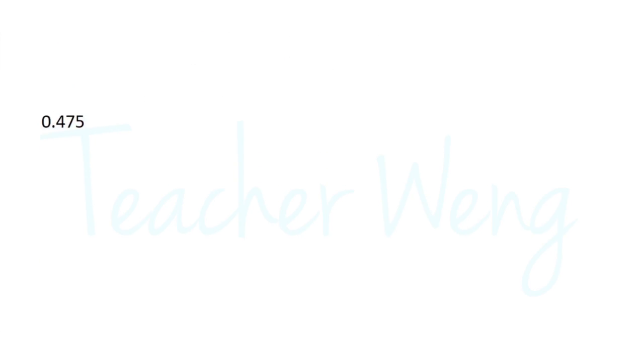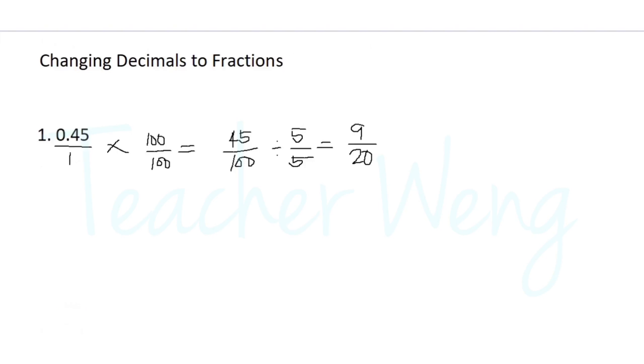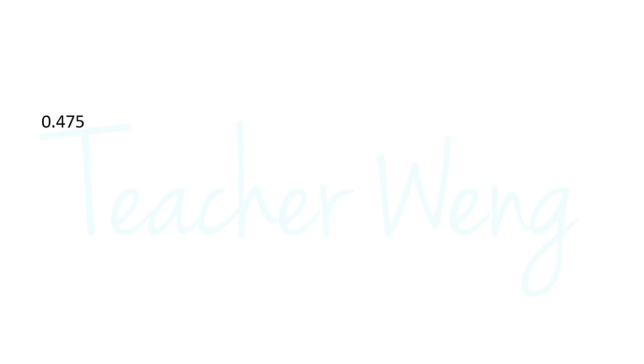We have 475 thousandths. Similar to the procedure in the first example, we need to determine the place value of the last digit. In this case, the place value is thousandths. So it means that we need to multiply 475 thousandths by 1,000 over 1,000. We all know that every number has denominator of 1. Therefore, 475 thousandths over 1, multiplied by 1,000 over 1,000, is equal to 475 over 1,000.